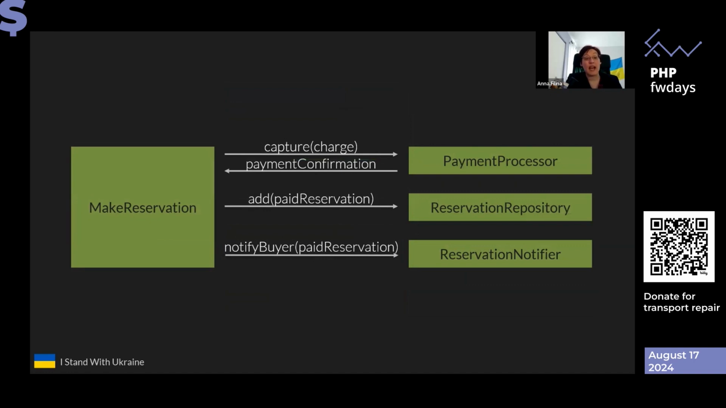What I want is to have an action called make reservation, right? And we can read this in English. Make reservation. To make a reservation, I capture a charge with the payment processor, which then gives me back a payment confirmation. I then create a paid reservation, which I add to the reservation repository. And I also notify the buyer of that paid reservation. Oh, that's nice. Let's unpack it a bit.